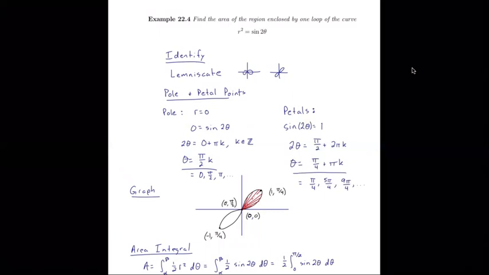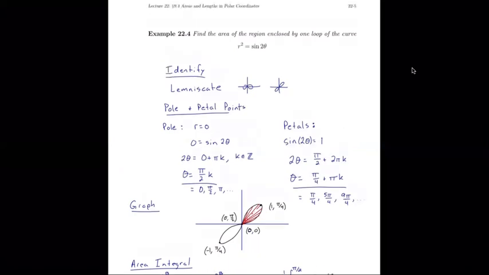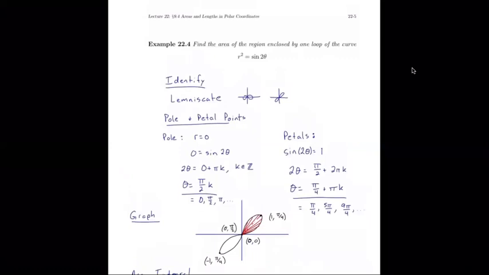Now, they say enclosed by one loop of this curve, not two, so we want to keep that in mind. One loop travels from r equals 0 at angle 0, which gives us a pole point. We have a pedal point at pi over 4, that's our first one, (1, pi over 4). And then at pi over 2, we're back at the pole. So we travel from angle 0 to pi over 4 to pi over 2, and we've done this loop in that process.